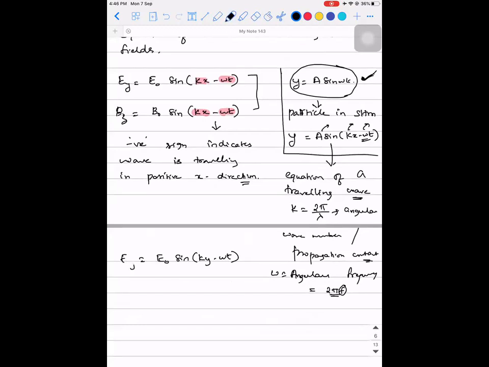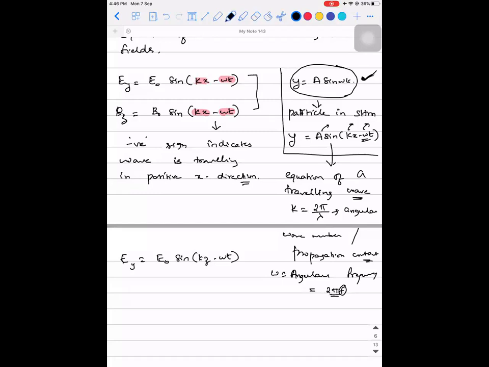They're saying Ey is equal to E naught sine ky minus omega t. First, tell me what is the mistake in this? It should either be kx or kz, because the electric field and the propagation cannot be in the same direction. It should be perpendicular. If I take kx for example, or I will take it like this, kz.